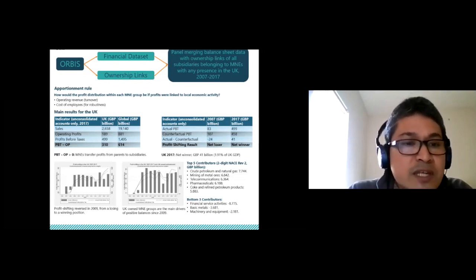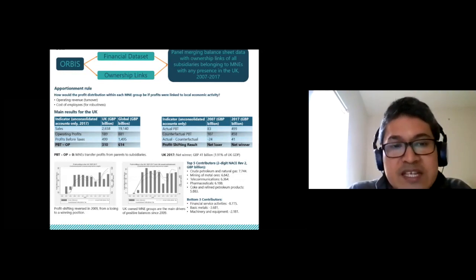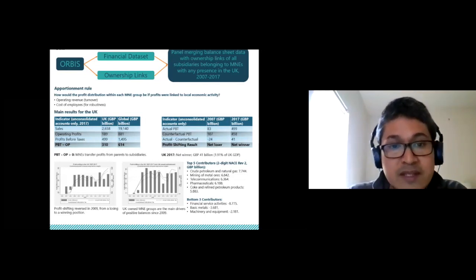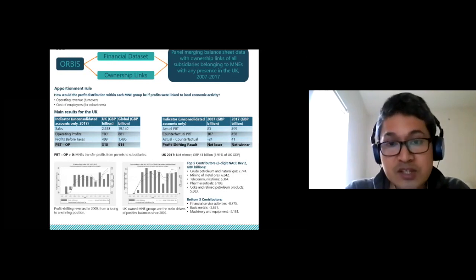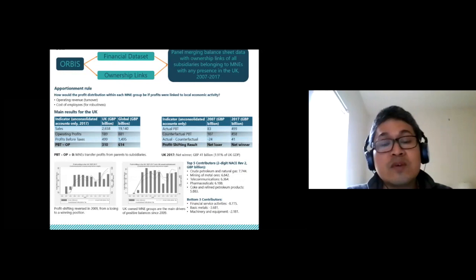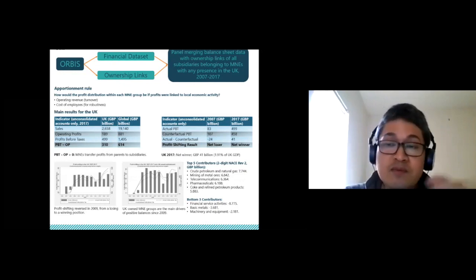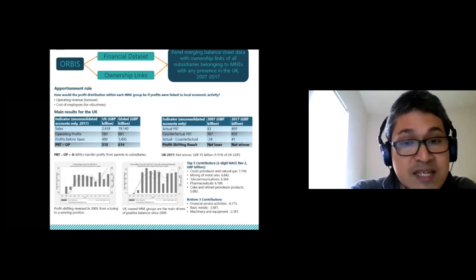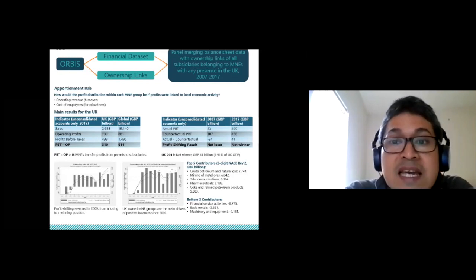If we have a result in which PBT minus OP is greater than 0, that means preliminarily that multinational enterprises transfer profits from the parent companies to their subsidiaries. So this is more or less what we are trying to illustrate, and this is the practice that the previous research on the US has also found.